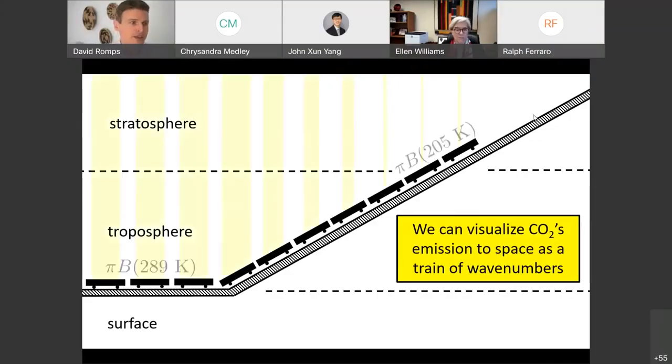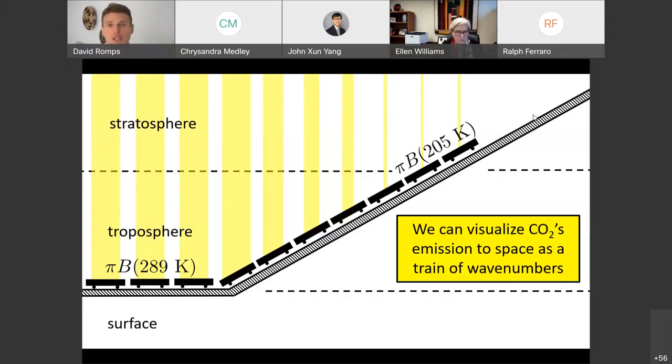Now the way this works is each car, which again is a set of wave numbers, is emitting directly to space from where it is. So the location of the car corresponds to the tau equals 1 level for that set of wave numbers. And the temperature at that tau equals 1 level in the atmosphere tells you how much spectral flux those wave numbers are sending to space. So again, they're sending directly to space because that's the definition of tau equals 1. The height of the car in the atmosphere tells you where the tau equals 1 is for that bunch of wave numbers.